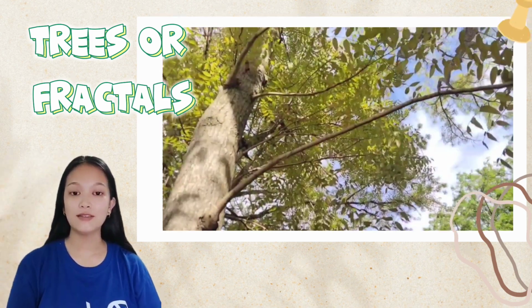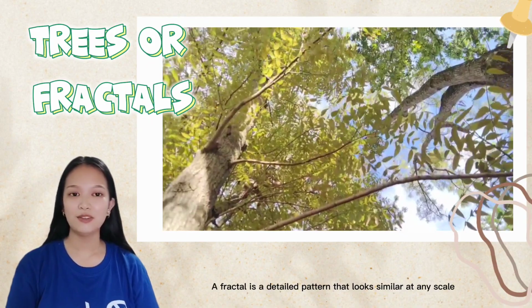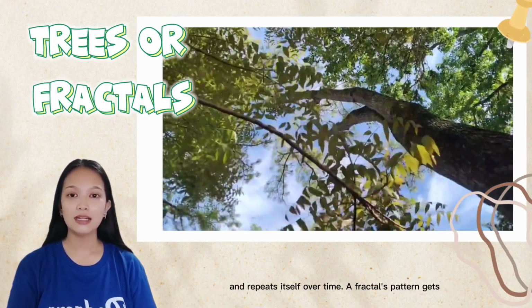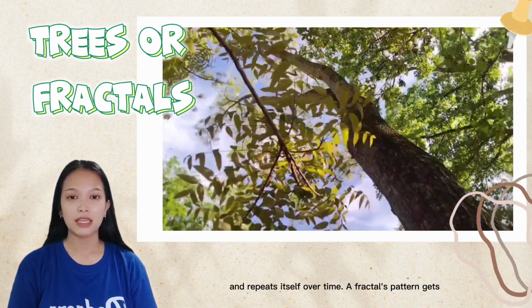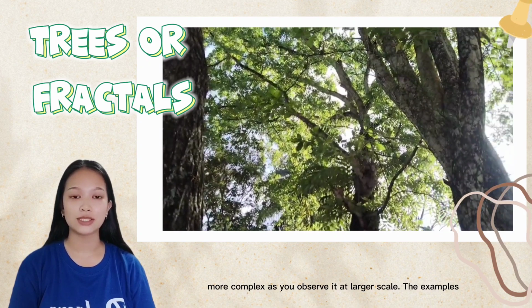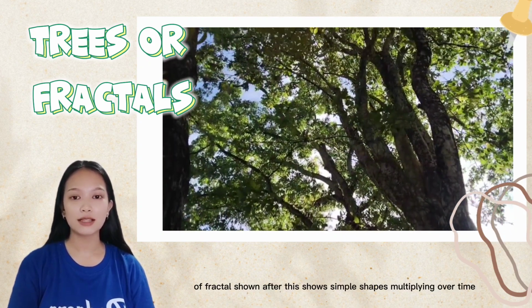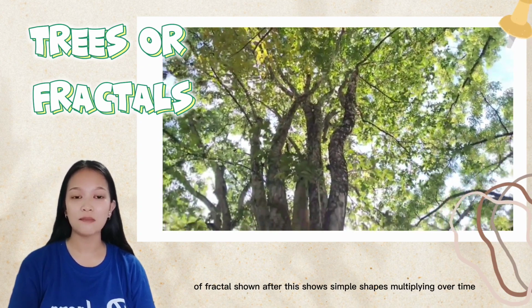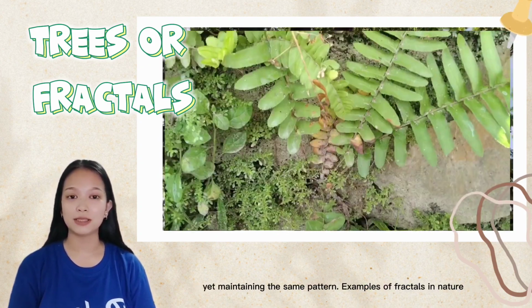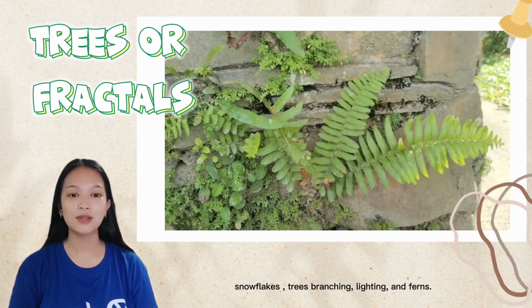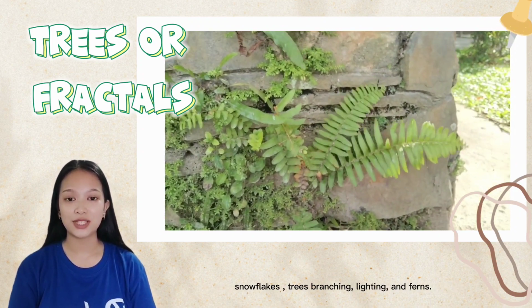So next, we have the trees or fractals. A fractal is a detailed pattern that looks similar at any scale and repeats itself over time. A fractal pattern gets more complex as we observe it at larger scale. The example of fractals shown after this is simple shapes multiplying over time yet maintaining the same pattern. Examples of fractals in nature are snowflakes, tree branching, lightning, and ferns.